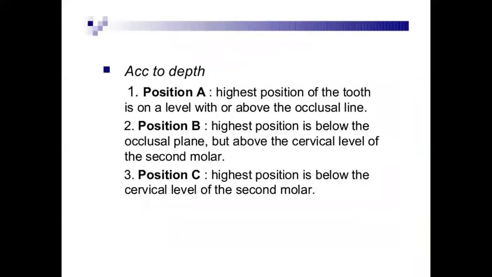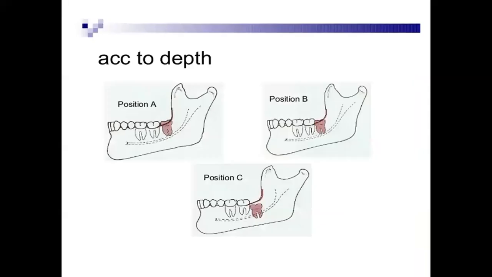Now coming to Pell and Gregory's classification, who classified the impacted tooth according to the depth into position A, B, and C. It's a pictorial representation where position A indicates the highest position of the tooth is on the level with or above the occlusal line, whereas position B indicates the highest position is below the occlusal plane and above the cervical line of the second molar, whereas position C indicates the highest position is below the cervical line of the second molar.